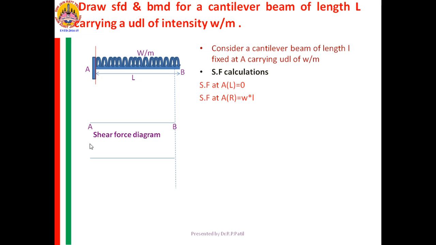Now I need to calculate the SF directly at B. What I told: at left and right of a point load, start and end of UDL. Already we have the start of UDL, and the end of UDL is B. Now I want the SF at B.